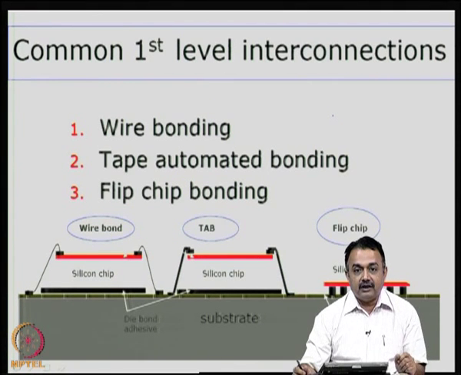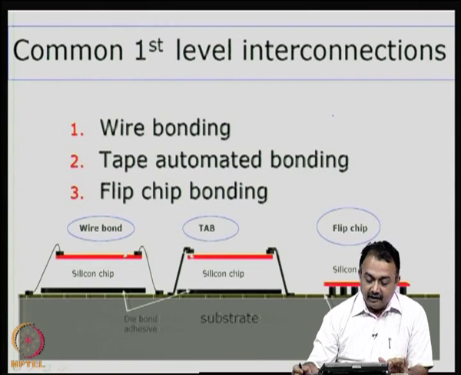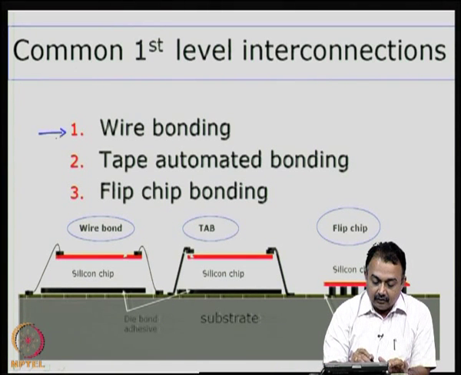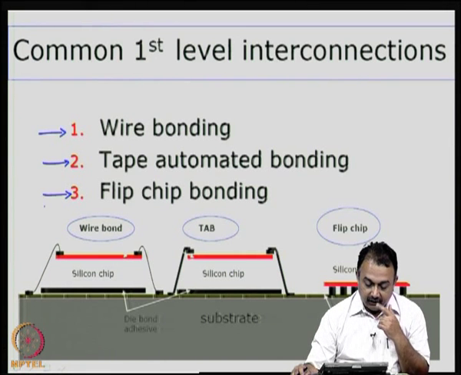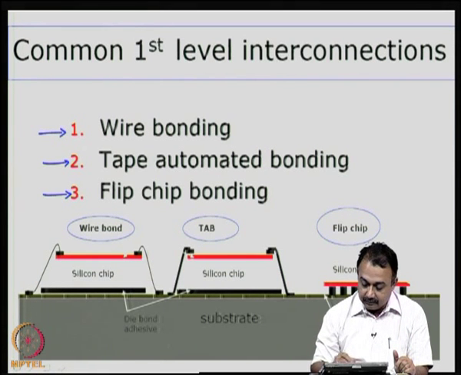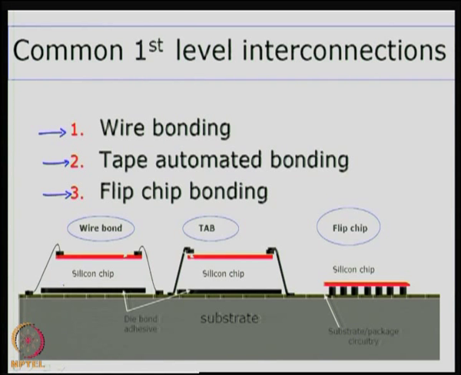So, the common first level interconnections are wire bonding, tape automated bonding and flip chip bonding. These are the only 3 first level interconnections. If you look at the first figure here, this is the substrate, a common substrate assumed for describing all the 3 processes. Wire bonding contains a silicon chip like this, a bare die that is mounted onto this substrate here.